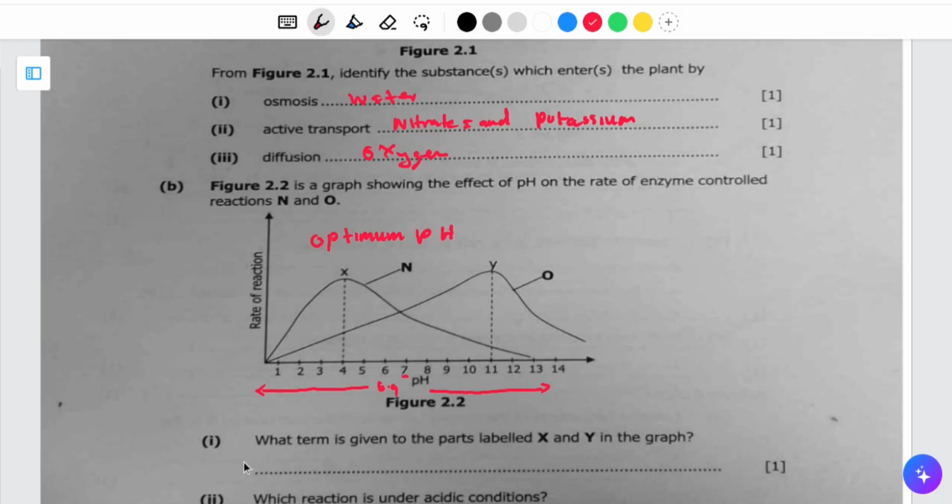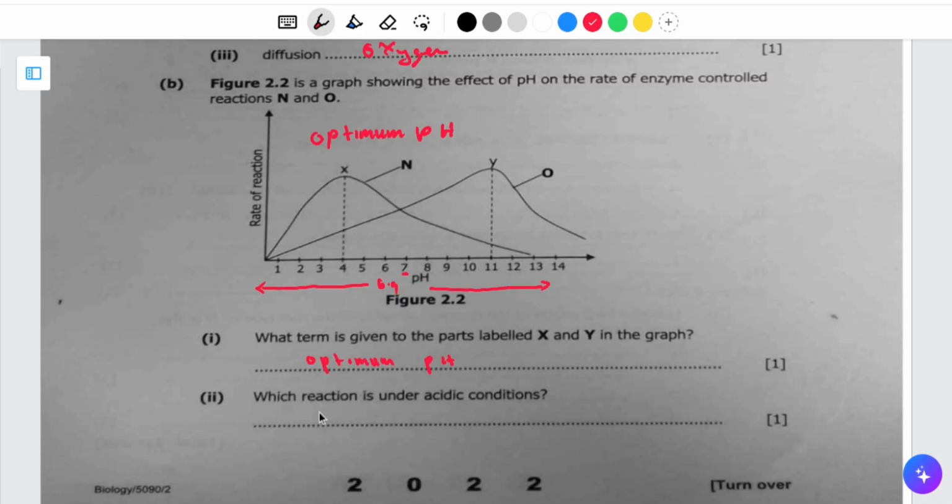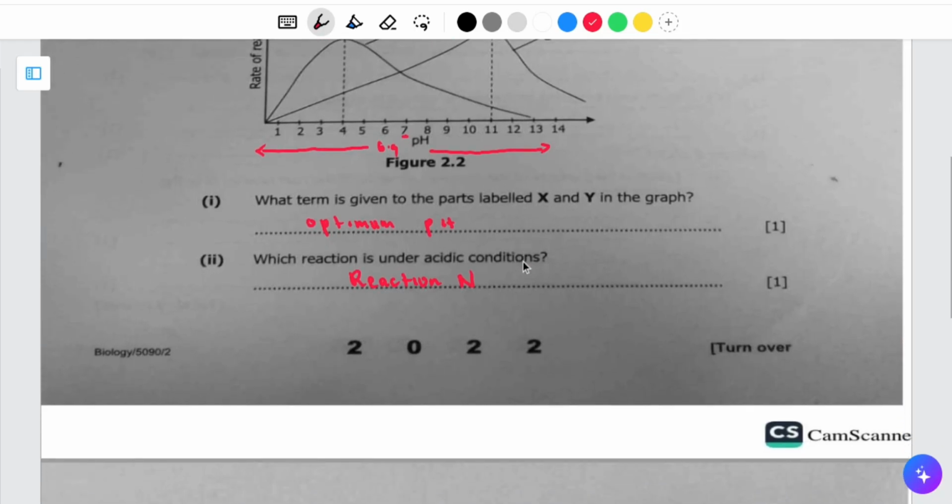So we have Roman number 1. What term is given to the part labeled X and Y in the graph? X and Y is referred to as the optimum pH. As simple as that. Don't say optimum temperature, because here we are dealing with the pH. So that is one thing that you need to know. Then we have this one, which is saying which reaction is under acidic condition. The one which is under acidic condition is reaction N. Then reaction O is under alkaline or basic condition.